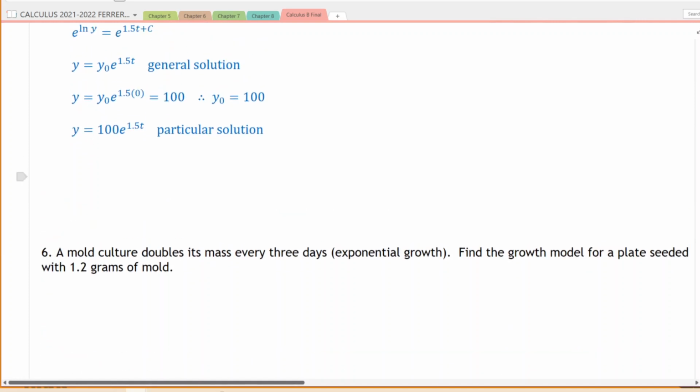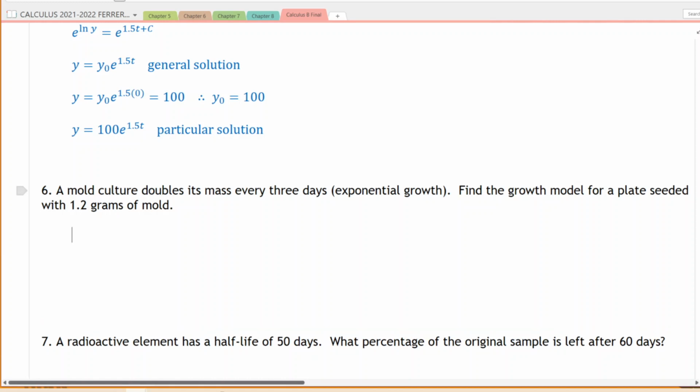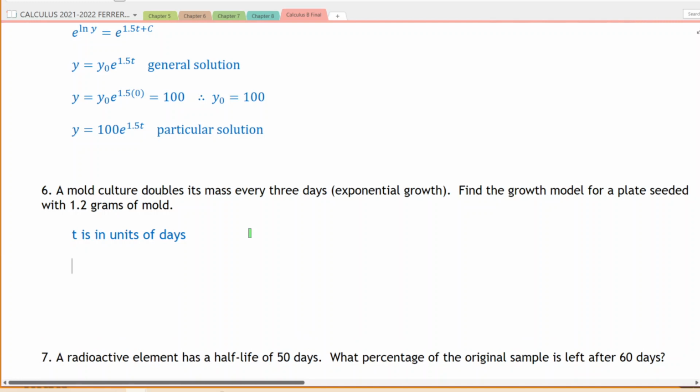Speaking of exponential growth, number 6 is a mold culture doubles its mass every 3 days. This is exponential growth. So we're supposed to find the growth model for a plate seeded with 1.2 grams of mold. As I'm reading this problem, it doesn't really tell me what units to use for t, but since this says 3 days, we're just going to say that t is going to be in units of days. Now it says that the plate is seeded with 1.2 grams of mold, and that says to me that P0 is equal to 1.2. Or if you want, you can even call that y0.